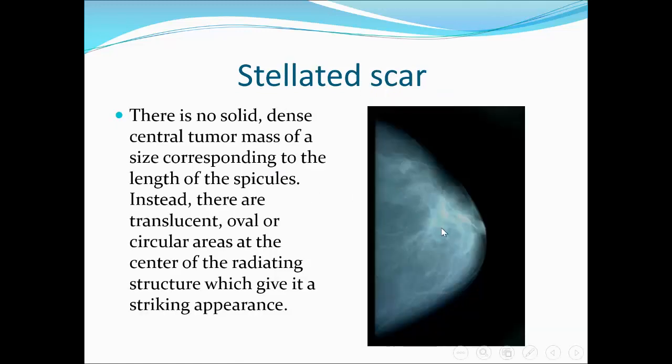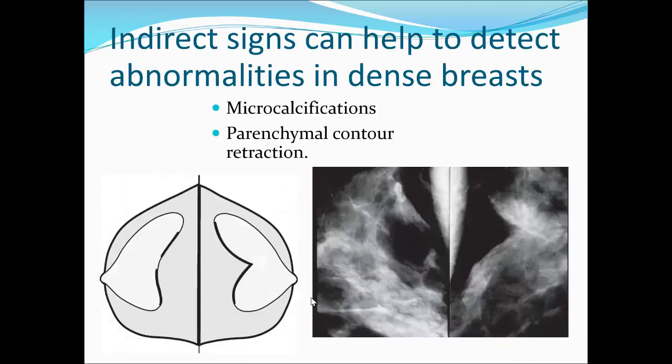This is a stellated scar. It causes parenchymal retraction, and here there are speculations, but there is the fat entrapment sign. There's fat within this lesion, so there is no central dense mass as we see in the malignant lesion, and usually there must be a history of operation. There is no solid or dense central mass corresponding to the length of the spicules present. We can differentiate between the stellated scar and the mass.